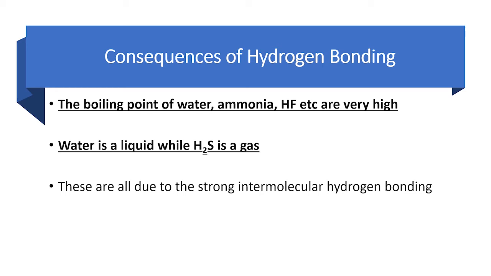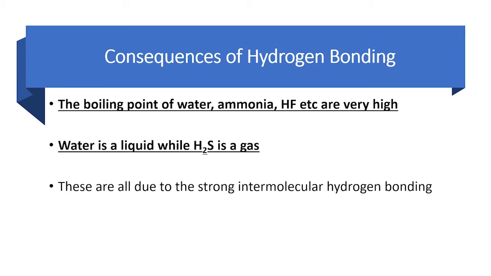And hence the boiling point of the system will be raised. So that is one of the consequences of hydrogen bonding. Intermolecular hydrogen bonding results in an increase in the boiling point.